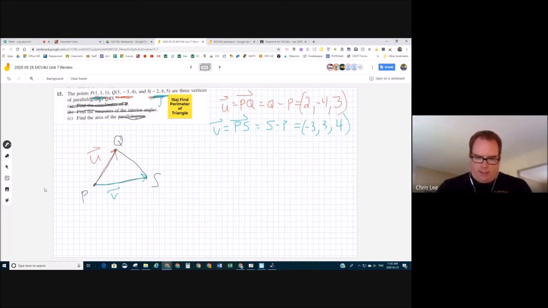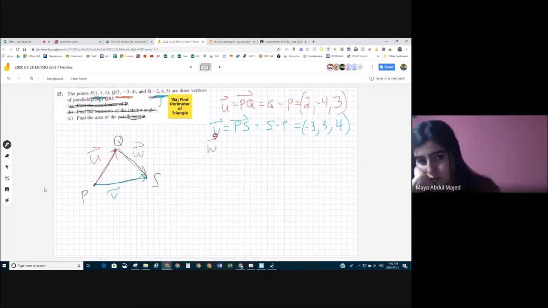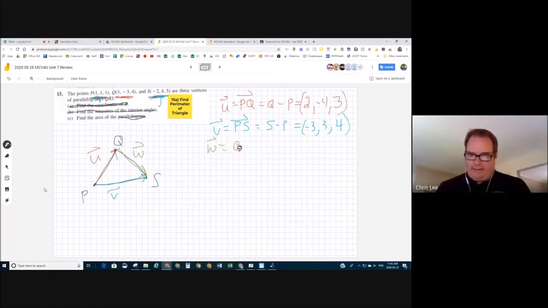And finally, let's call this one W. So W equals QS. And so that's going to be S minus Q. And so again, we're going to do S minus Q. So we're going to subtract the X values. So negative 2 minus 3 is negative 5. 4 minus 3 is 7. And 5 minus 4 is 1. And I've got each of those vectors.